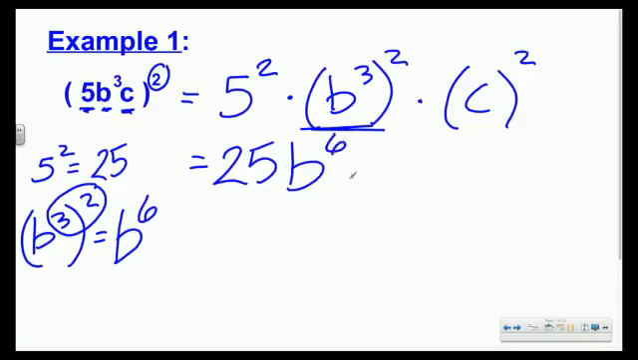And you see I'm dropping my dots. It's because I'm just getting ready to write the answer. You could keep writing those multiplication dots if you want, though. You're not wrong if you do. Okay? Then I see c raised to the second power.